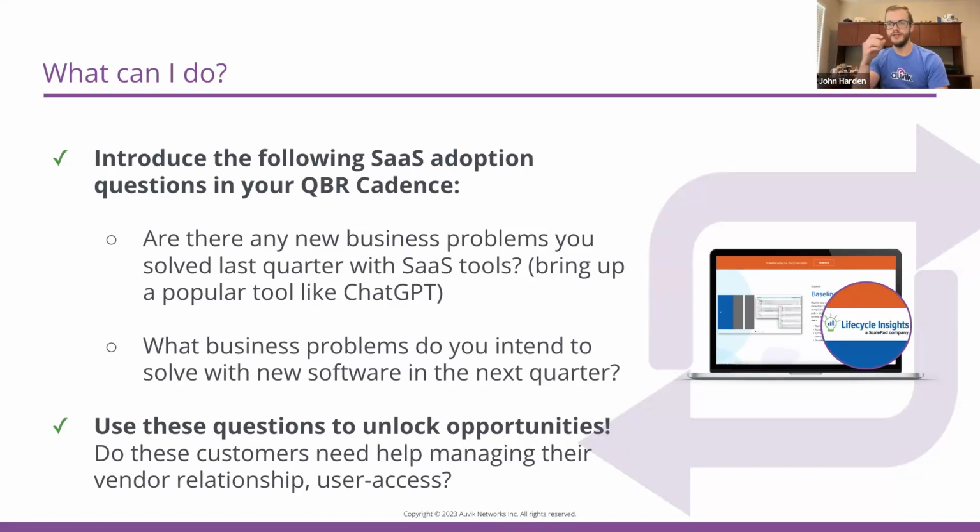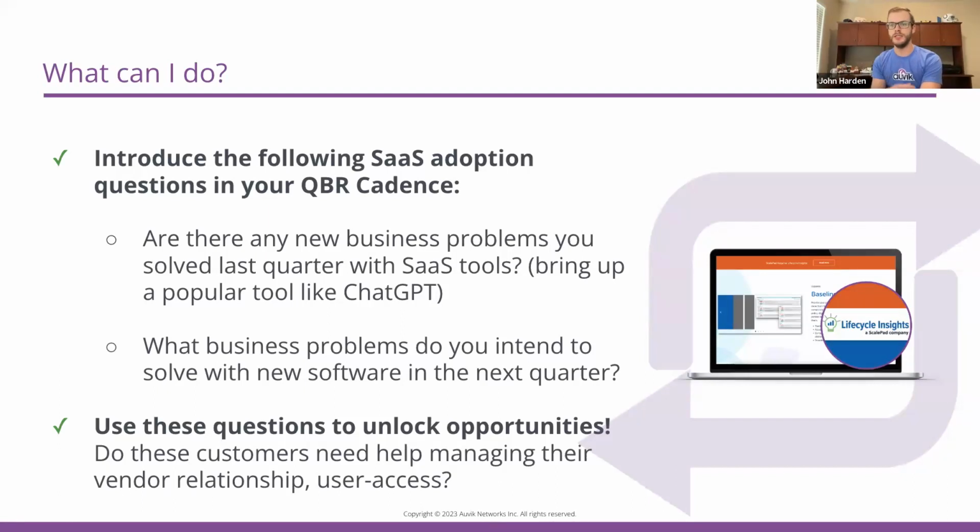But then when they tell you these new tools, always follow on the question with what business problem are you solving? Because nobody in the world is just signing up for tools for fun. Nobody decides, I'm going to sign up for Dropbox today. This is it, I'm finally going to do it. So get to the heart, get to the business problem. And then ask, what business problems do you intend to solve with new software in the next quarter?